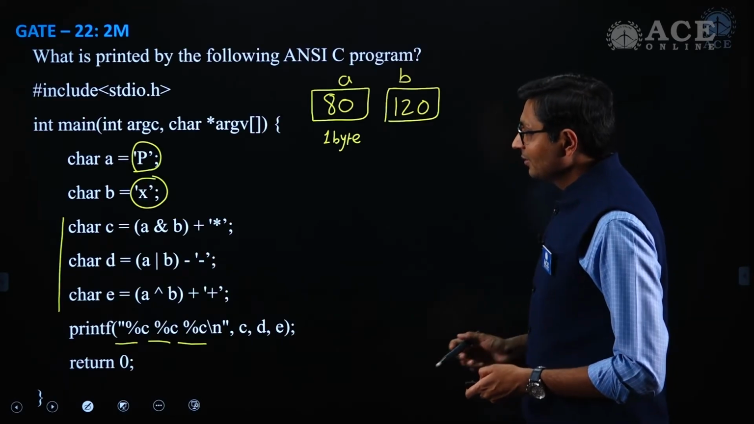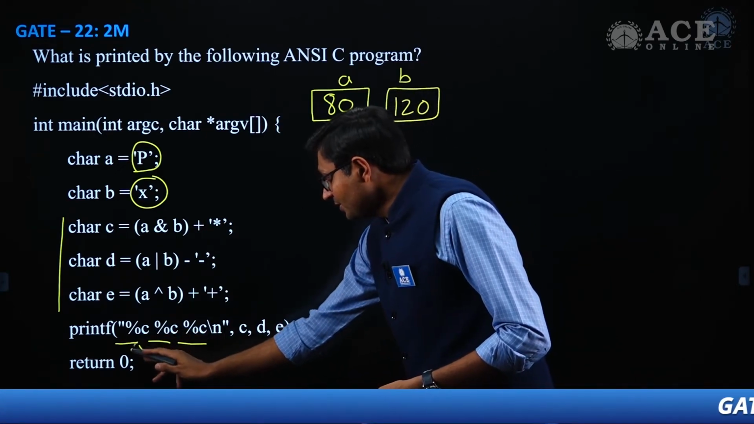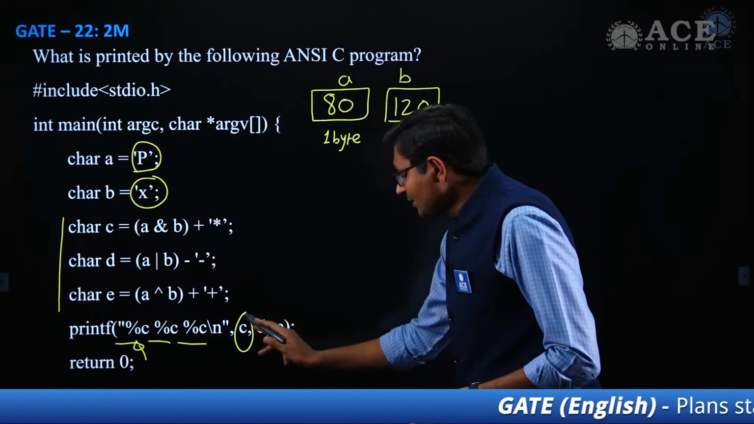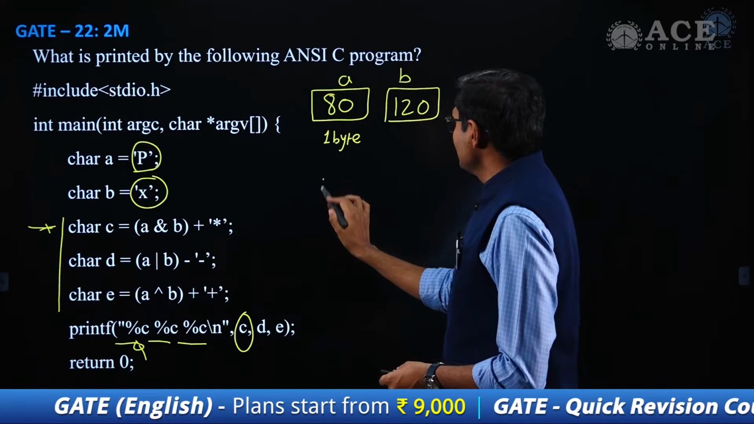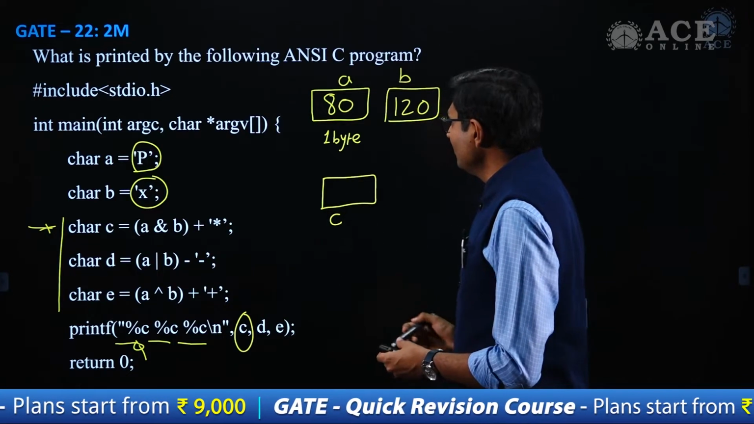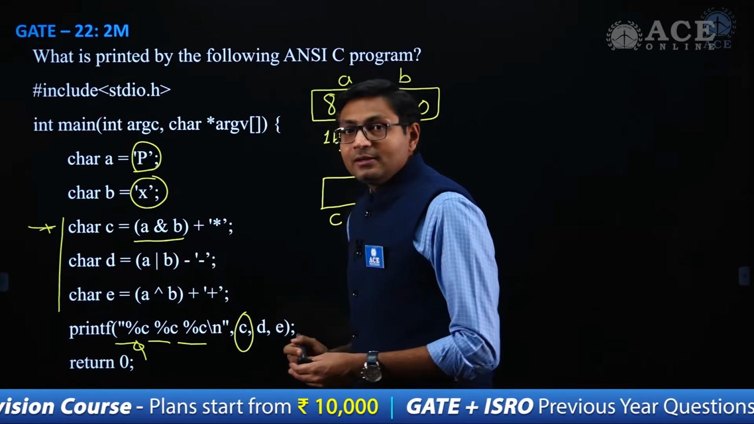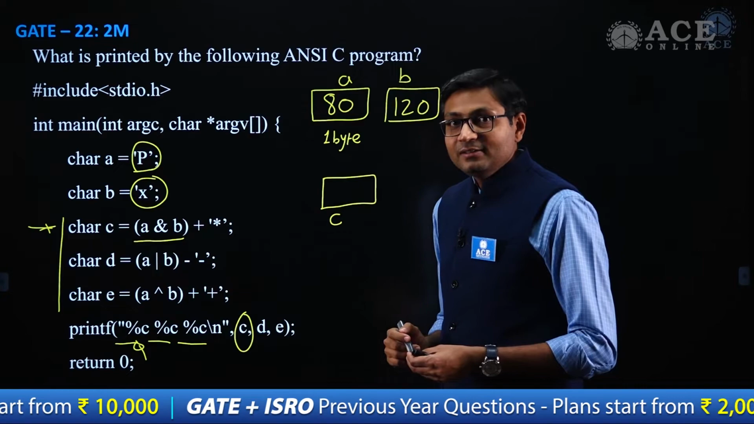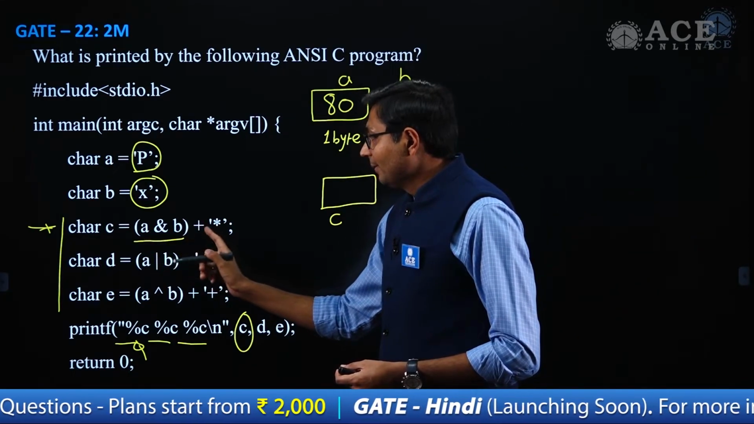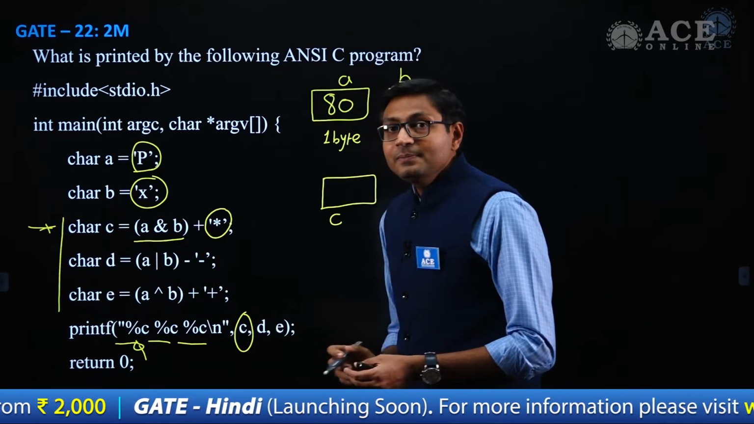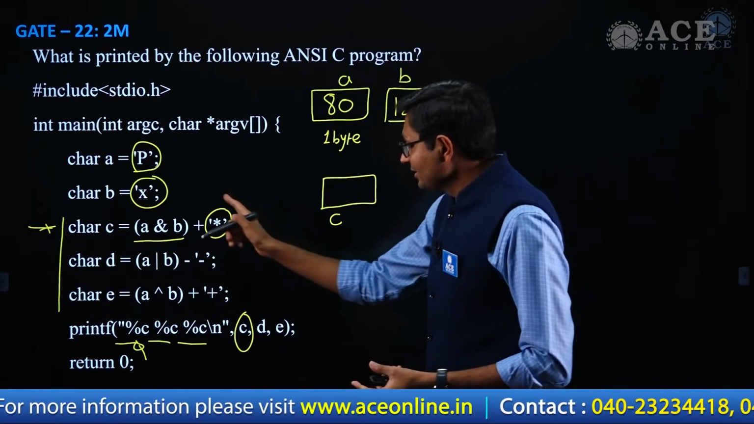Let's go back. First %C, which is character C, and this is the expression for character C. Let's take the character C now. What is the expression? A bitwise AND B, plus character star, the ASCII value of star, because it is a character given.